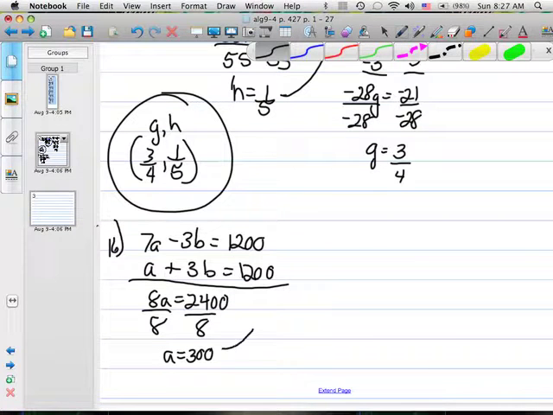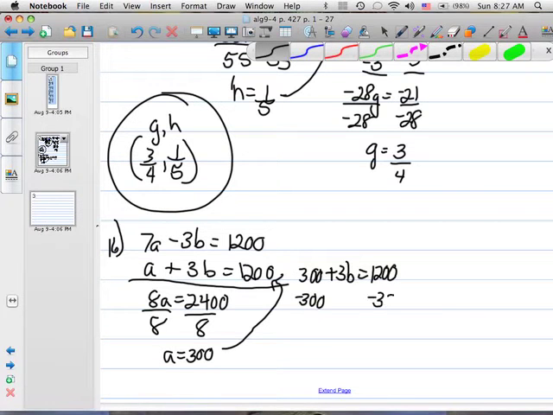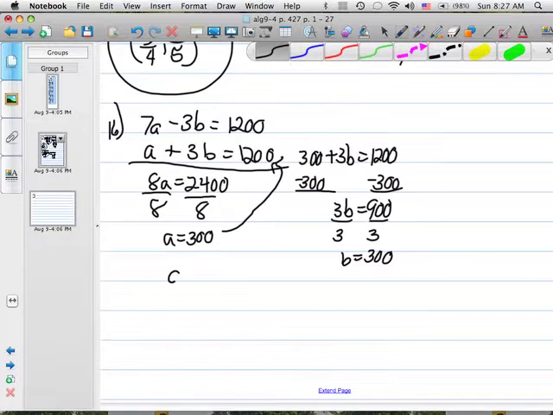Substituting back in, probably the second one would be the easiest. So we get 300 plus 3b equals 1,200. Subtract 300 from both sides, and we get 3b equals 900. Divide by 3, and b equals 300. So our ordered pair is A, B, and A is 300, and B is also 300.